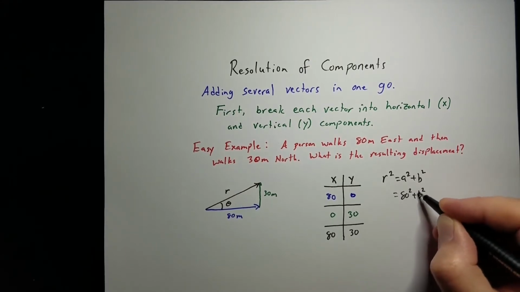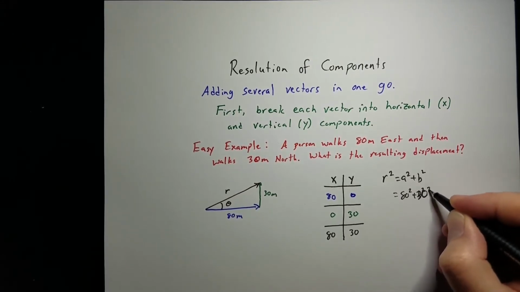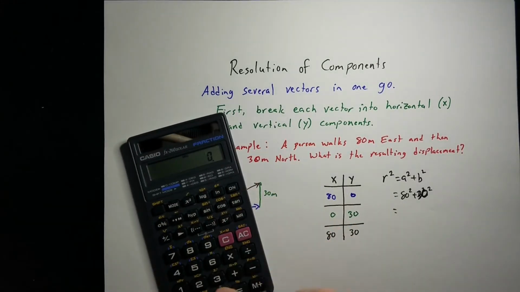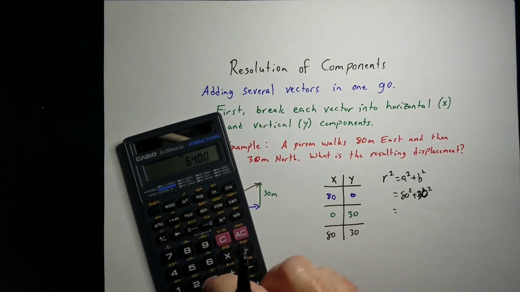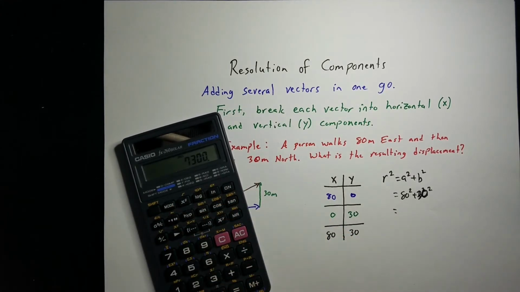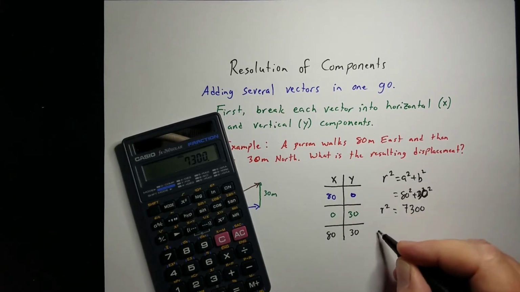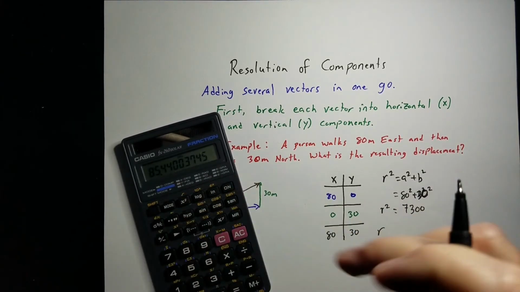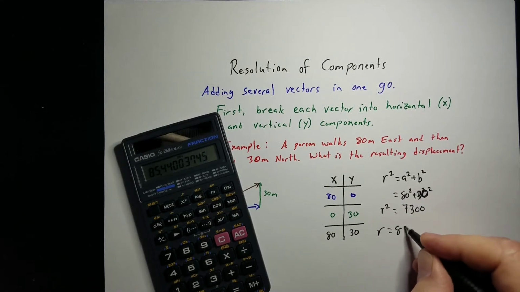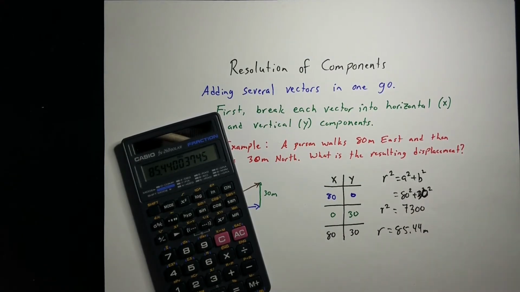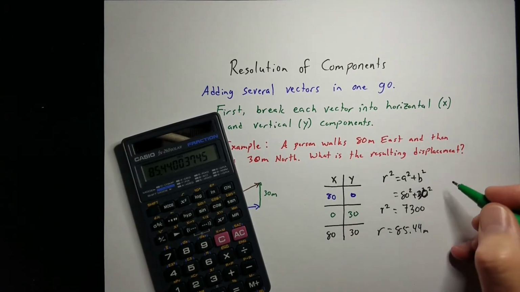Oops, 30 squared. So 80 squared plus 30 squared equals 7300, but that's r squared. Take the square root, and we get 85.44 meters. And for the angle, we'll use tangent.